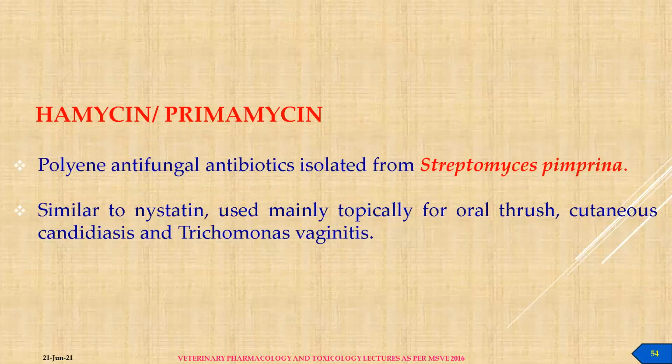Haumycin, or primamycin, is another drug obtained from Streptomyces primprina. So Streptomyces primprina is the base or the source of this haumycin. It is very similar to nystatin and used mainly topically for oral thrush.